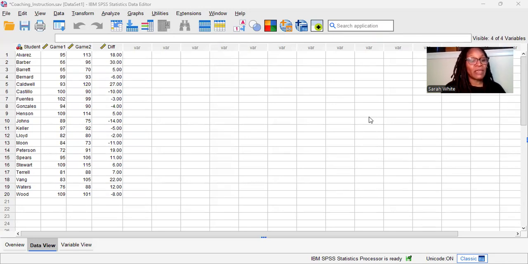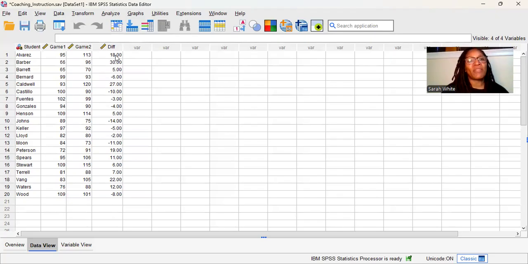which is the coaching instruction, by opening that and selecting that. So I already have that done for us. My next step is I want to verify that I've got my two quantitative data sets: the first one for game one, or the pre-coaching, and game two is that second game, the post-coaching game. You'll notice here I do have a third column, which is the difference.